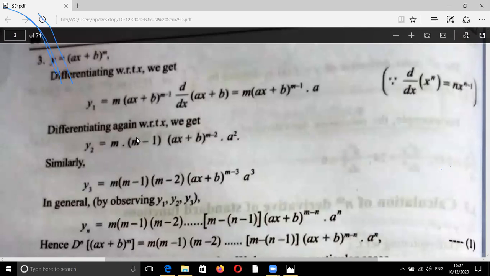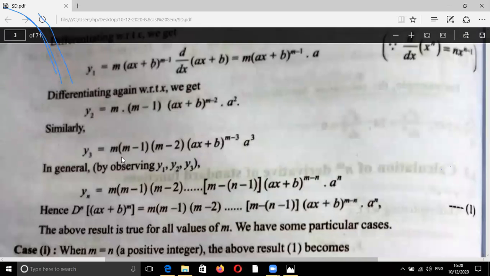Again, you differentiate this with respect to x so that you will get y2. If you differentiate y1, you will get y2. Here again m is a constant, so you can write m as it is. Now for ax plus b to the power m minus 1, apply the formula d by dx of x to the power n, so you get m minus 1 into ax plus b to the power m minus 2 into a; the inner derivative gives a, and one a is already there. A into a is a square, so if you multiply, you get a square here.